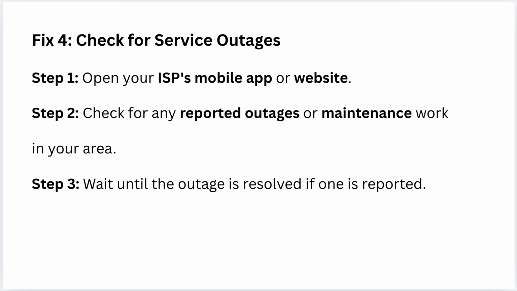Fourth fix is check for service outages. Open your ISP mobile app or website, then check for any reported outages or maintenance work in your area. Wait until the outage is resolved if one is reported.